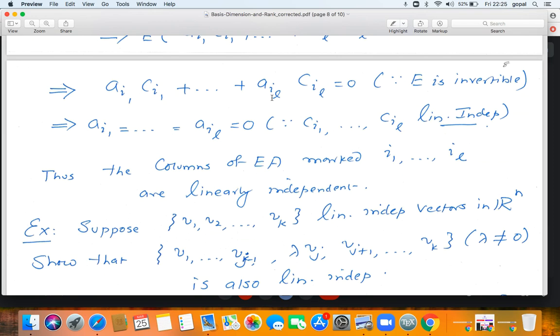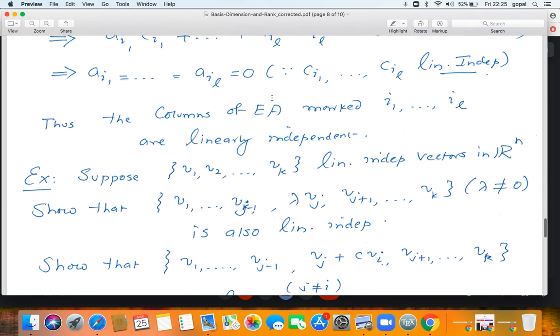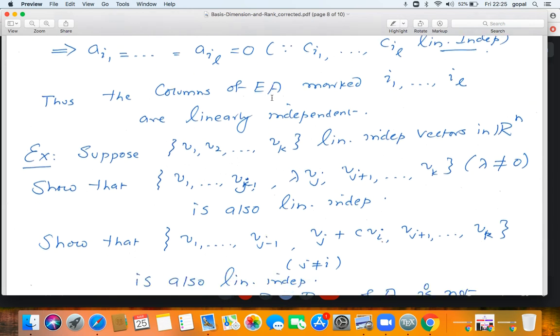Now I do another operation. I knock off the jth vector vj and I replace it with vj plus c vi, where j is not equal to i. This new set of vectors v1, v2, dot dot dot, vj minus 1, where vj has been knocked off and replaced by vj plus c vi, and the other vectors are kept as they are, is also linearly independent.